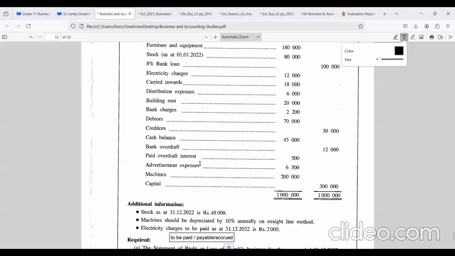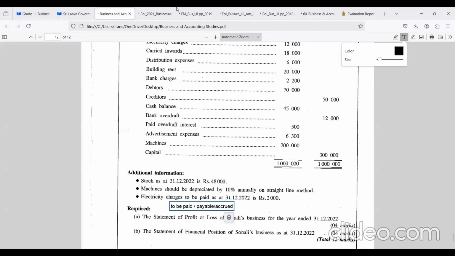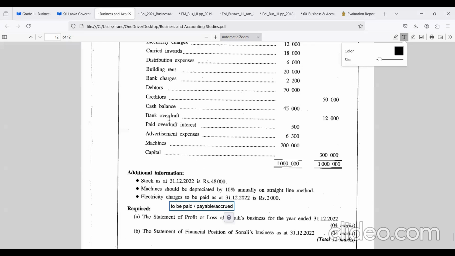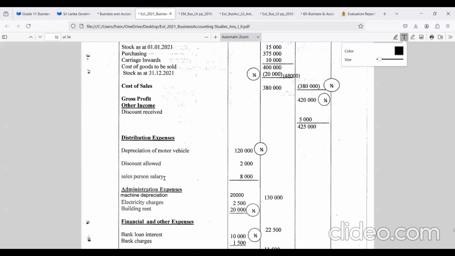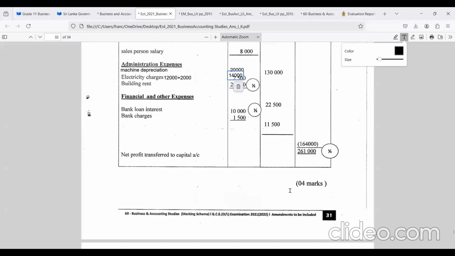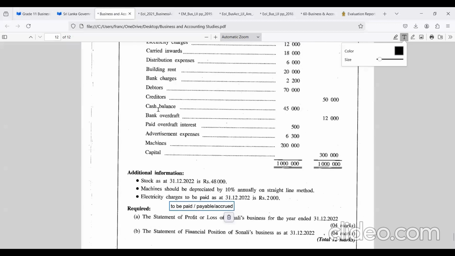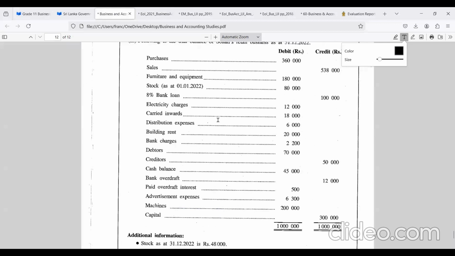What you should do, electricity in here is 12,000. Here you have 2,000. Go to the admin expenses. I'll use this electricity, 12,000 plus 2,000, right? I will use the electricity given here. 12,000 plus 2,000, 14,000. Then what should I do? Go to the current liability. Accrued electricity 2,000, right? Accrued electricity 2,000.